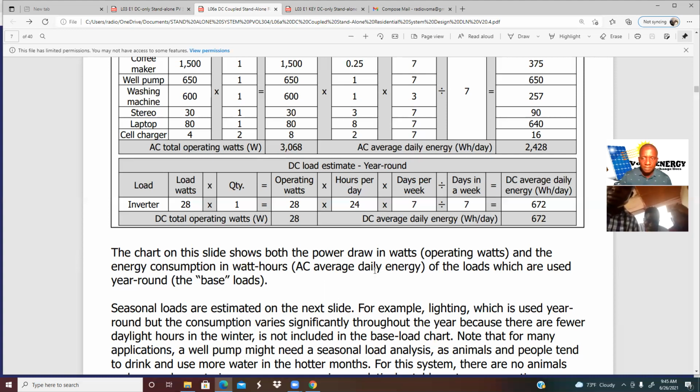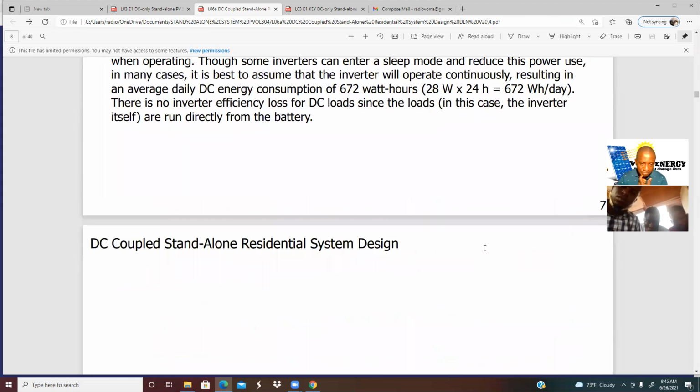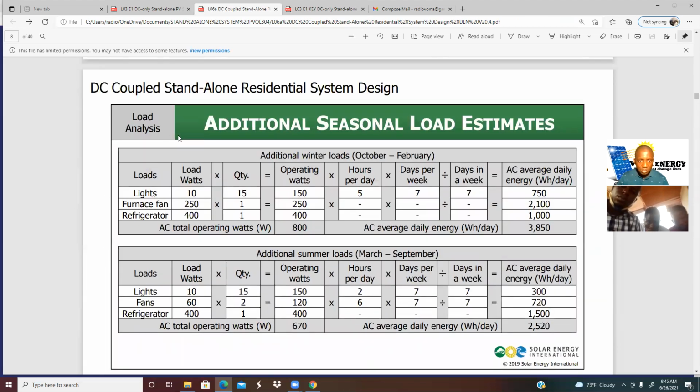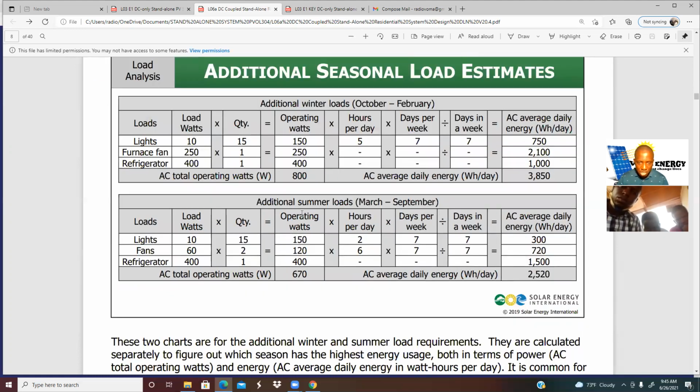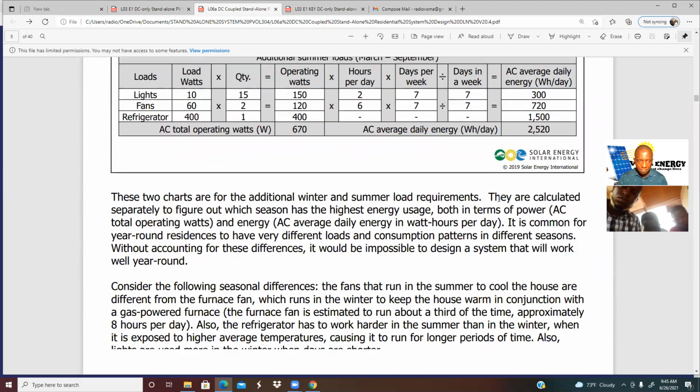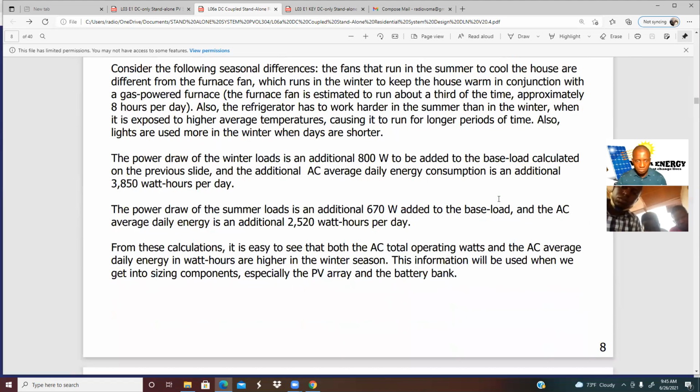All right, let's proceed. So we have the DC average daily energy watts. We have this right here, very important information. Now, additional seasonal load estimated. They have additional load: the lights, the phones, the refrigerator. Additional load, the total average daily energy watts is 3,850. Now, the additional summer load, 2,520. These are all the loads.